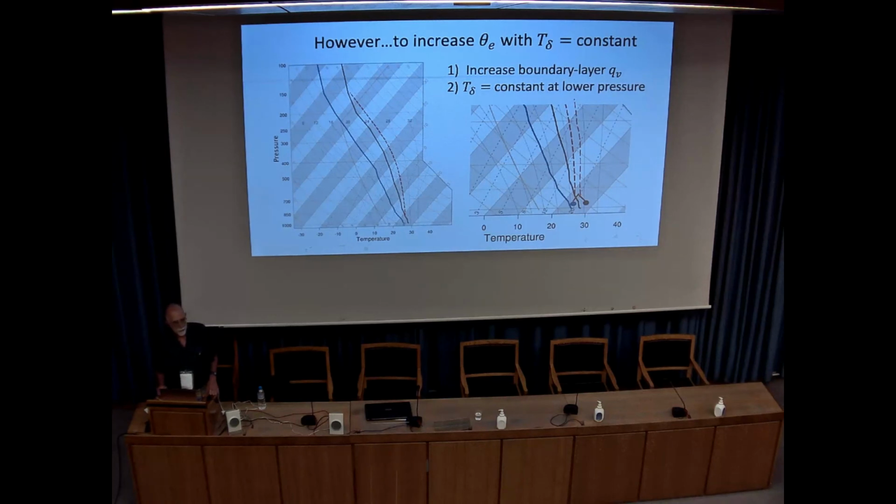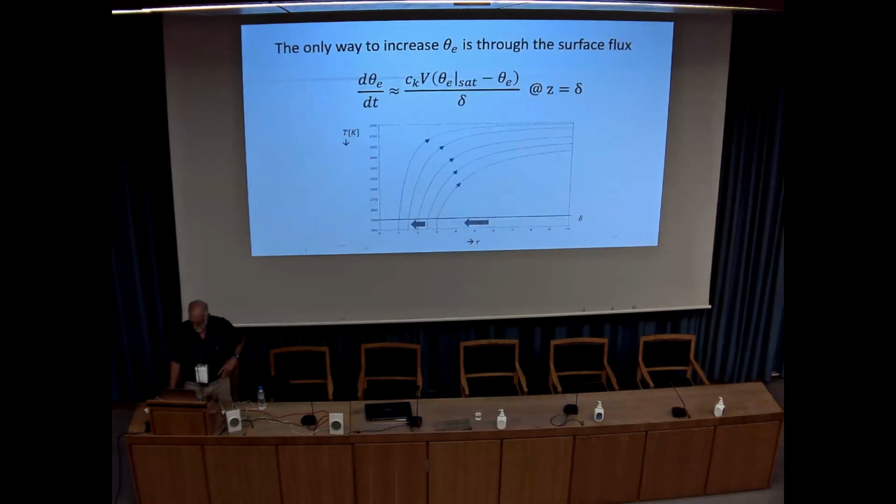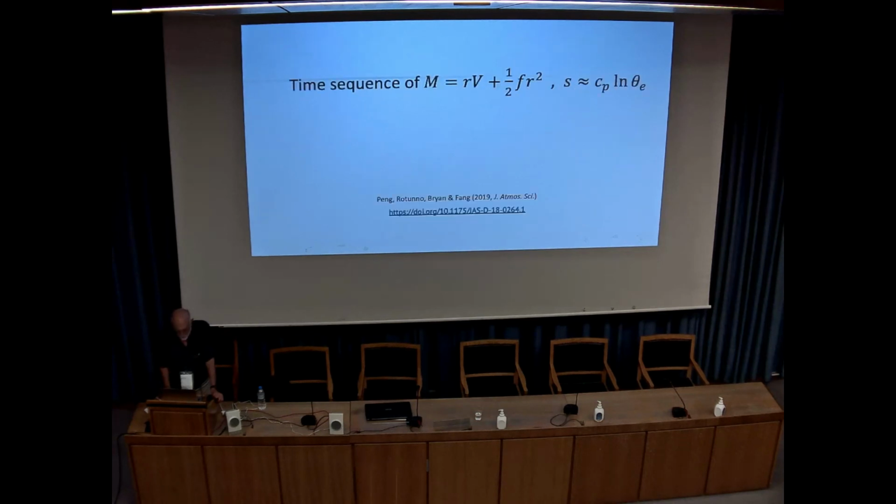So all the convection is nice and everything, but the really important interaction is between the developing cyclone and the sea surface that increases the theta E, which allows the cyclone strength to increase. Because without that increasing theta E, you don't get the increasing temperature on the axis, which is needed for thermal wind balance. So the only way to increase theta E is through the surface flux, and that's illustrated here.